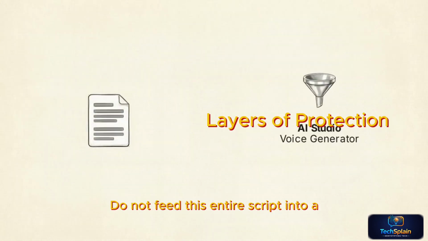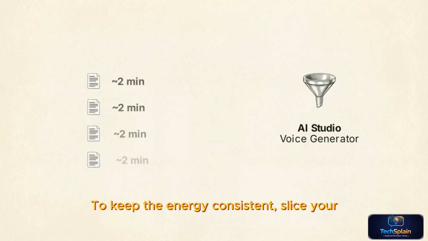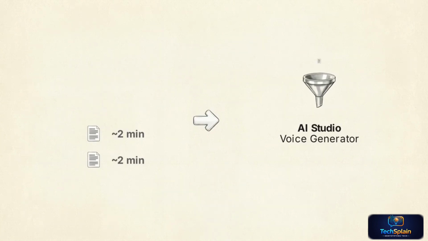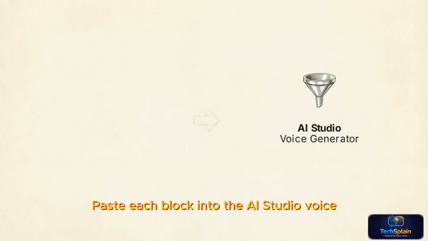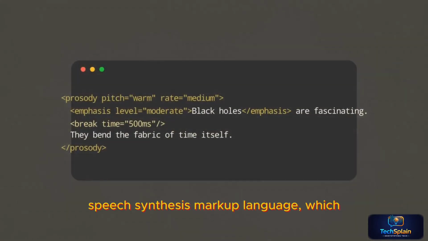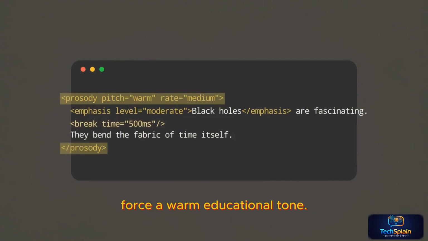Do not feed this entire script into a voice generator at once. To keep the energy consistent, slice your text into 4 blocks of roughly 2 minutes each. Paste each block into the AI Studio voice generator. Add a prompt to convert the script into SSML, Speech Synthesis Markup Language, which allows you to add short breath pauses and force a warm educational tone.